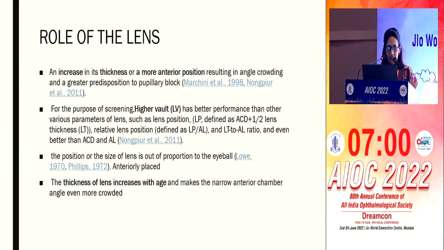What is the role of the lens? One is a more anterior position, then a higher vault. Vault means, in very simple terms, how much the lens protrudes into the anterior chamber, plus the size of the lens. It's a large lens in a small eye, and even the thickness of the lens has a role to play in the development of angle closure.